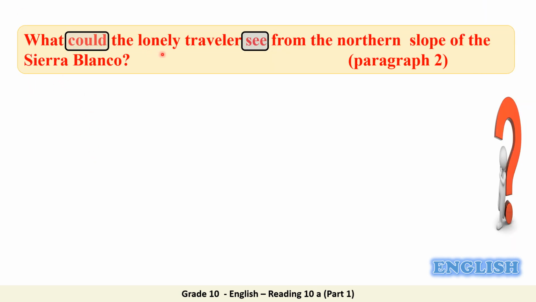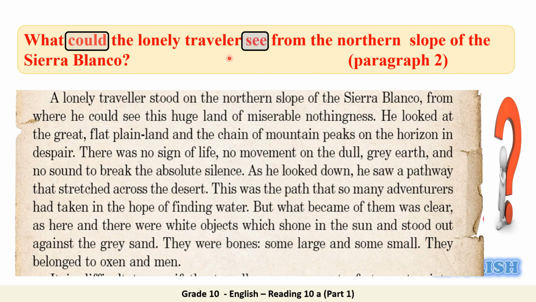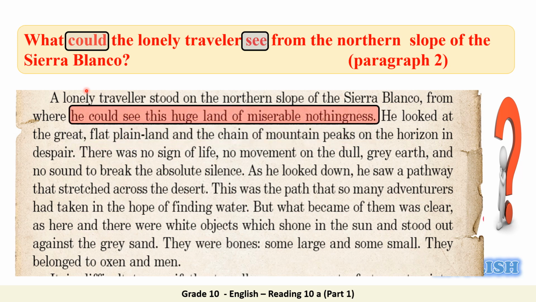What could the lonely traveler see from the northern slope of the Sierra Blanco? You can find the answer in paragraph 2. Here are the keywords, could and see. Now let's find the answer together. Here is paragraph 2. Please pause the video for a while. Try to highlight the answer. That's correct. So the answer here is, he could see this huge land of miserable nothingness.